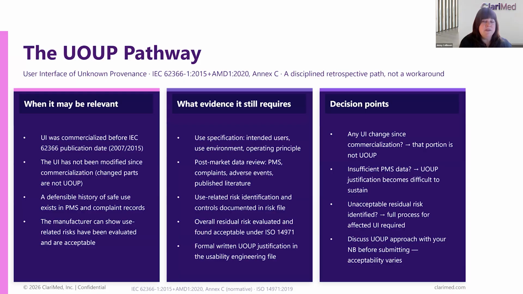So user interface of unknown provenance is normative Annex C of IEC 62366. It's an option that you can take instead of performing the full usability engineering process, but it's not informal. It's not a get out. It's not a workaround. It still requires a use specification, post-market data review, use-related risk identification and mitigations. It requires an overall residual risk evaluation, a formal written justification, and it's really another way to show that a device is safe and effective for use without carrying out a summative study.